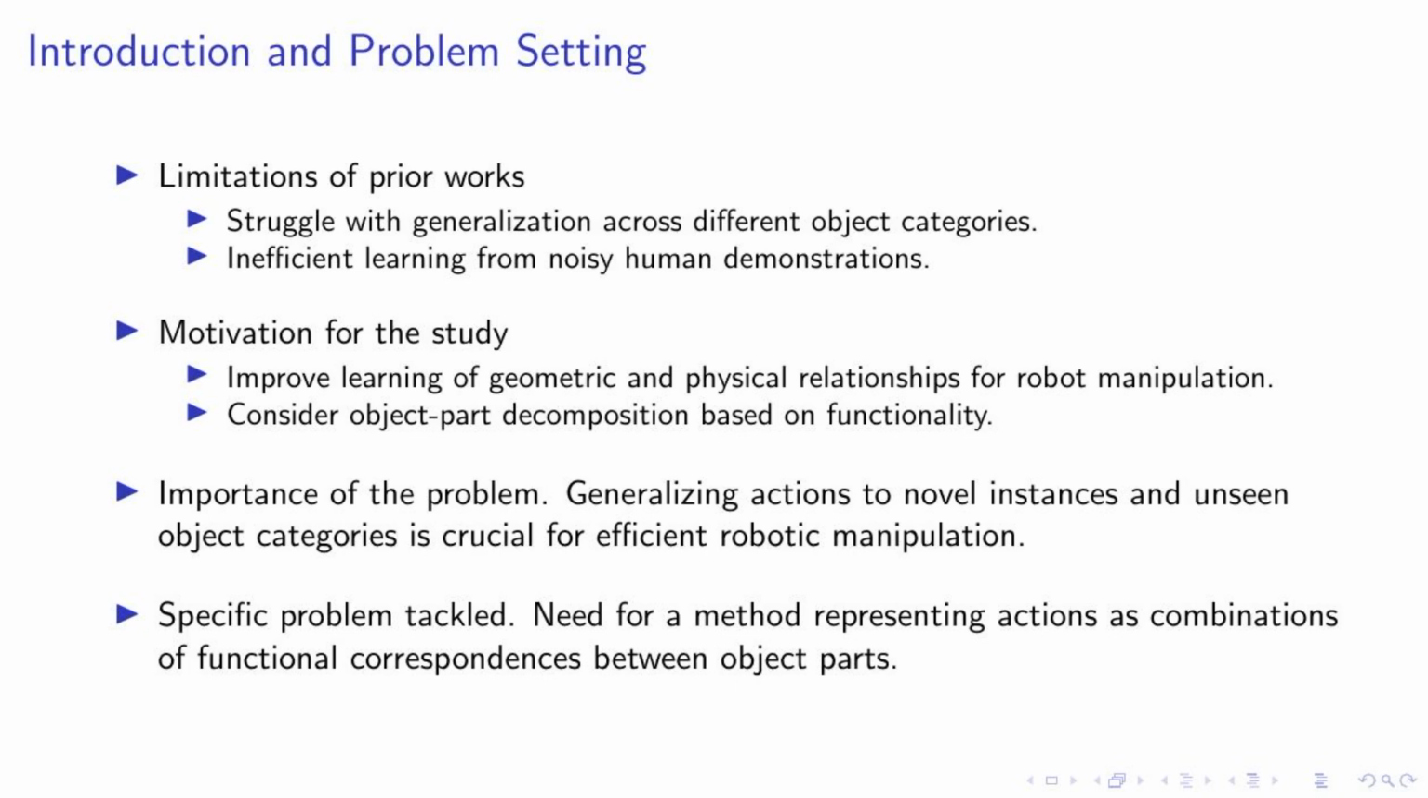Why is this important? Well, the ability to generalize actions to novel instances and unseen object categories is crucial for efficient robotic manipulation. The specific problem we tackle is the need for a method that represents actions as combinations of functional correspondences between object parts. This approach, we believe, will significantly enhance the capabilities of robotic manipulation.